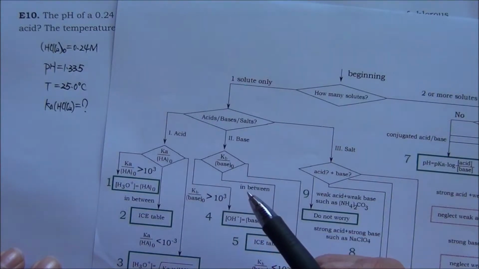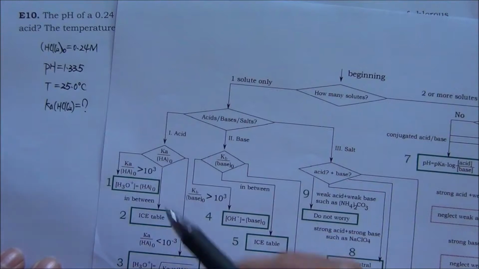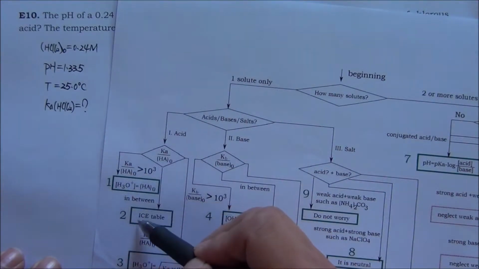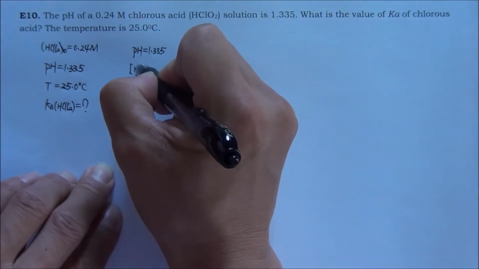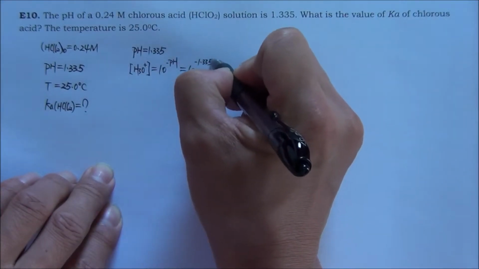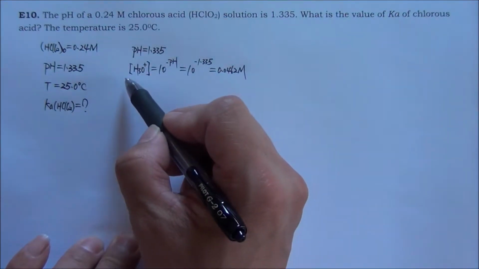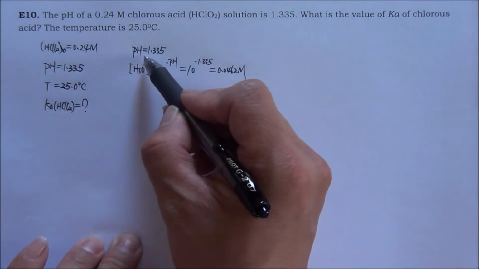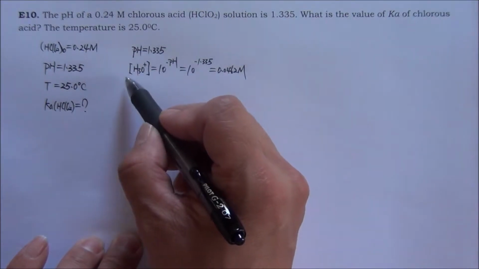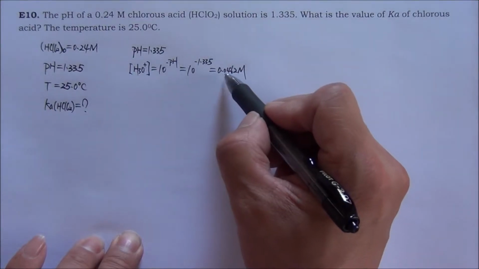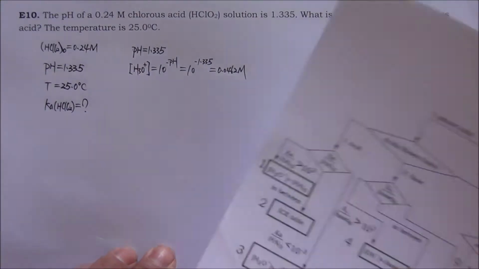But the good thing is we only have 3 choices. Even for the worst scenario, we can try them out one by one. Let's do it now. We can calculate the equilibrium concentration of the hydronium ion from the pH. After our calculation, the equilibrium concentration of the hydronium ion is 0.0462 molarity.